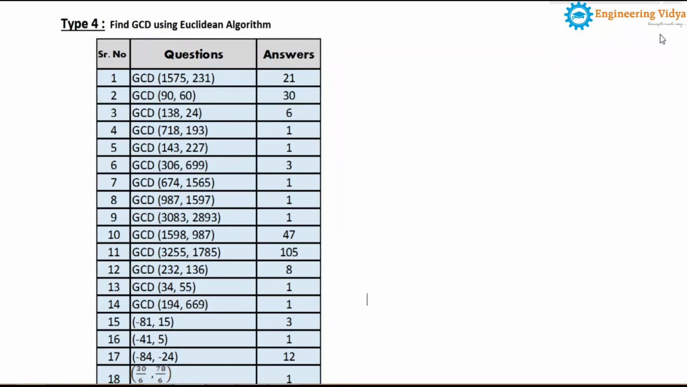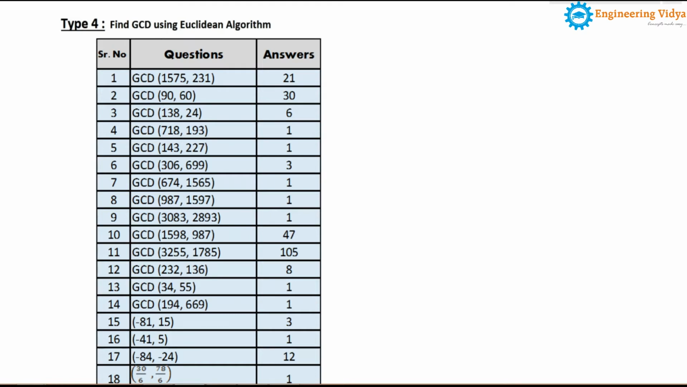Hello everyone, welcome to this lecture. In this lecture we will solve the problem on type number 4 of exercise number 1. Here we have to find the GCD, that is the greatest common divisor, but we have to use the Euclidean algorithm. So first we will do the analysis of the problem.